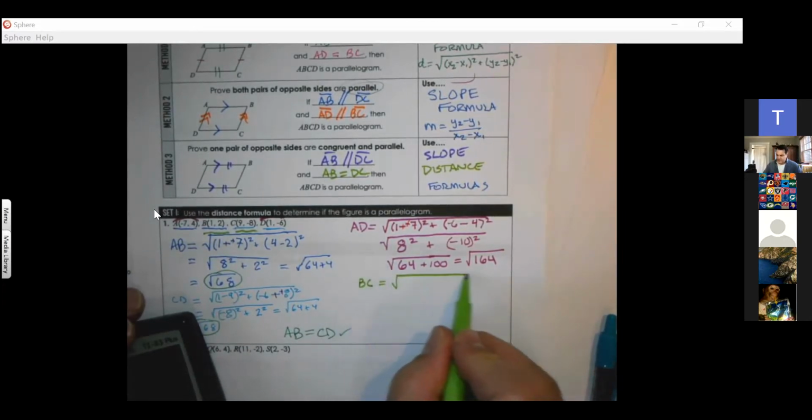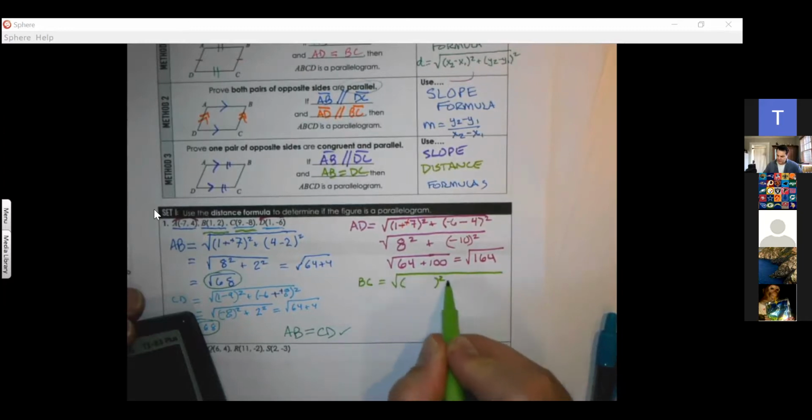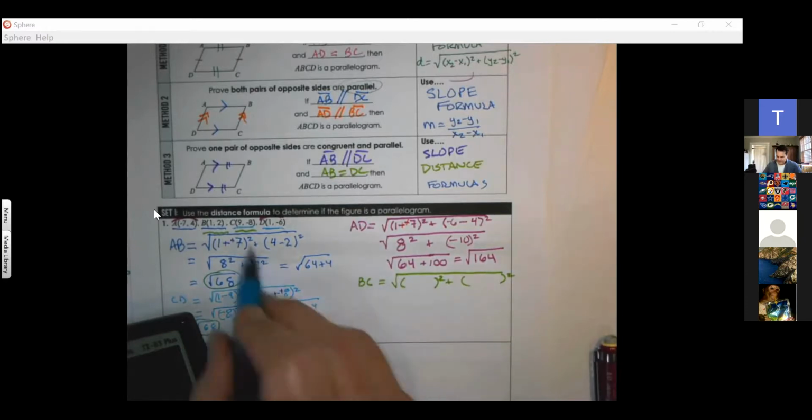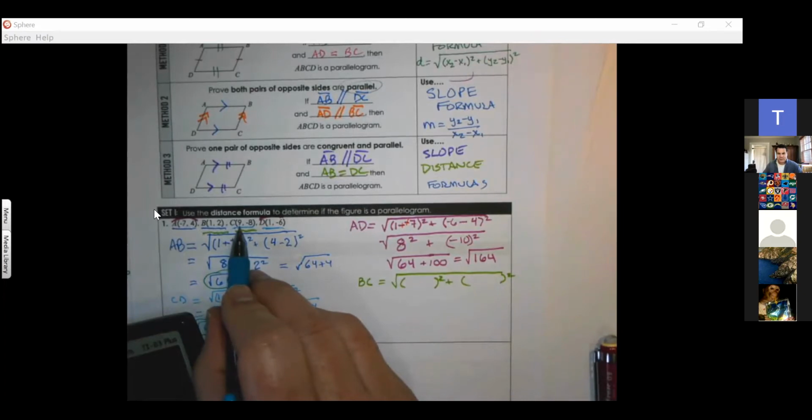And I know that I'm going to start off with these two parentheses squared and added together. Let me get some contributions here. What goes in this spot? Is it an X or a Y value? 9. Yes. It's the X value of the second point. We're saying BC, so it's the X value. It's 9.